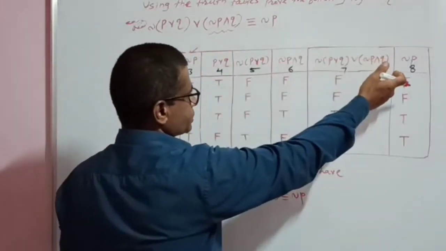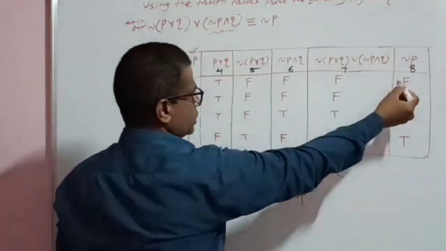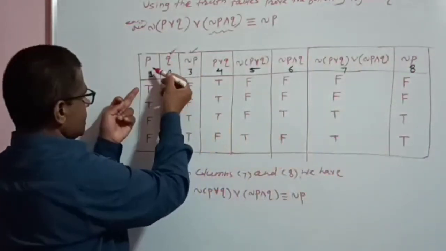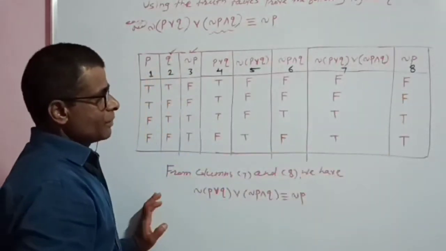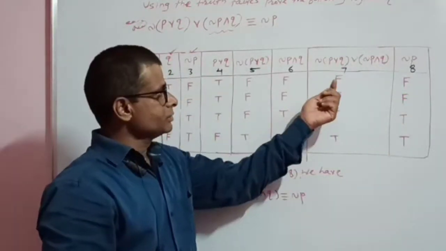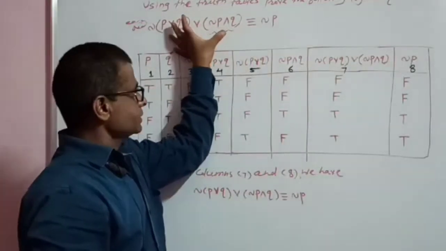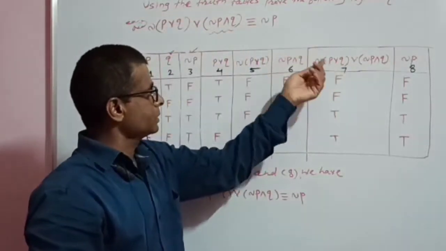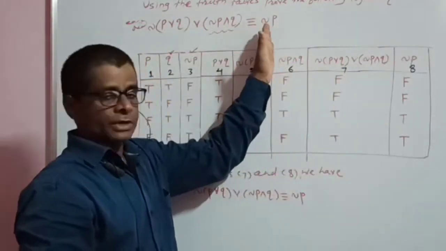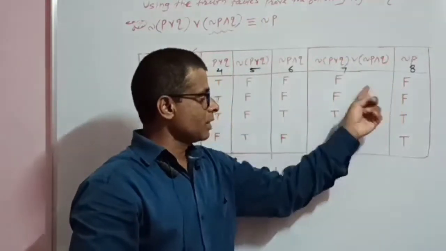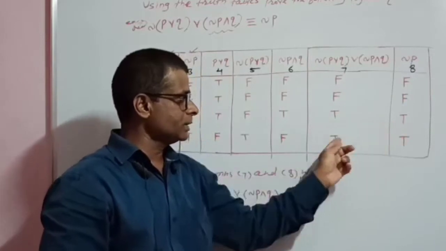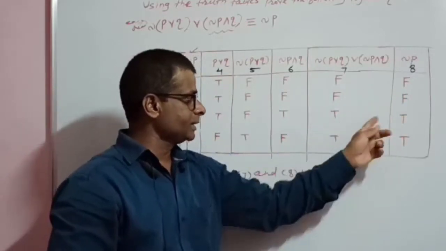The right hand side statement pattern is what? Negation of P. So which is nothing but the negation of column number 1. So F F T T. So if you observe the truth values of the left hand side statement pattern, that is column number 7, and the truth value of right hand side statement pattern, column number 8. If you see the corresponding truth values, they are what? Identical. They are same. F F F F T T T T.